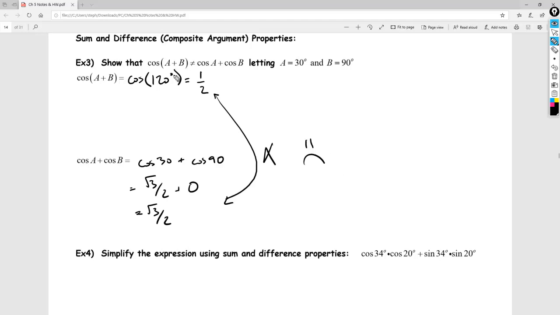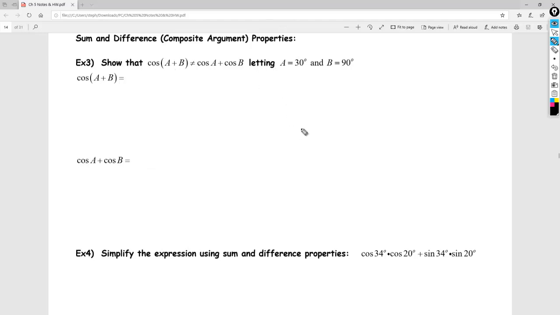You have to do the parentheses first. You cannot distribute the cosine. It doesn't work like that. We're not multiplying cosine to a and b. Cosine is a function in and of itself. It's not multiplication, and so you can't do that. Now that leads us to the idea of the sum and difference properties, which I'll write for you right here.